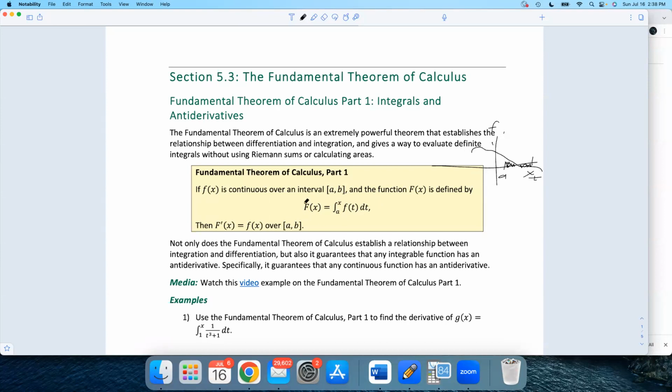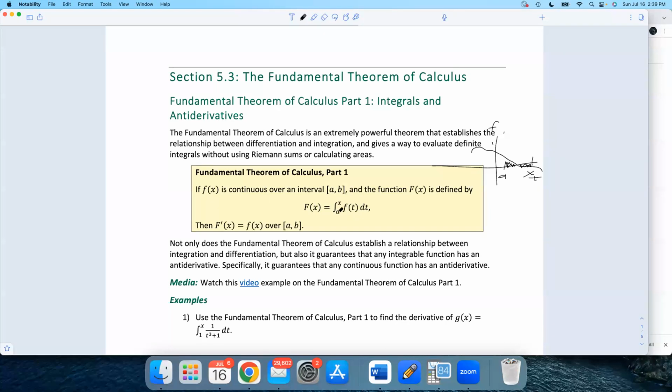That function will not only be continuous, it'll be a nice, pretty function of x, it'll also be differentiable. It's guaranteed to have a derivative. And moreover, here's the fundamental part: the derivative of this capital F is lowercase f evaluated at x. So this is the connection between derivatives, antiderivatives and integrals. The derivative of an integral, in a sense, cancels out and just gives you what's inside.